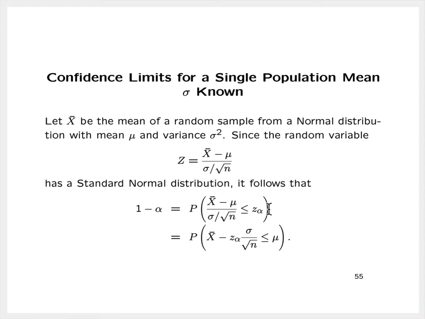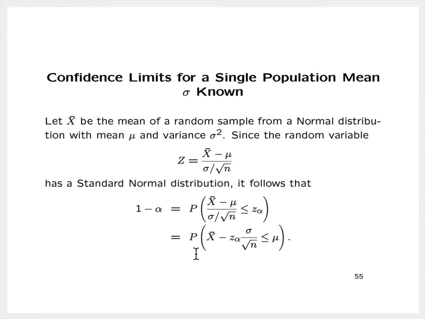Now what we can do is transform the event specified inside parentheses into an equivalent event: x bar minus z sub alpha times the standard error of x bar is less than or equal to mu. The probability for that event would be the same as the probability that the standardized version of x bar is less than or equal to z sub alpha, and so that is also equal to 1 minus alpha.